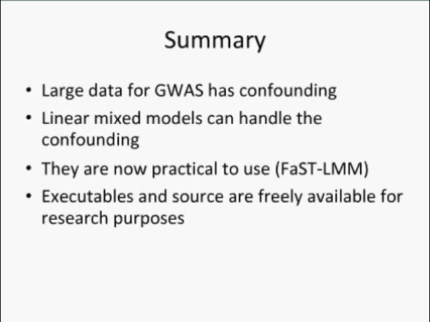So in summary, when you're looking for these associations, it's good to have a lot of data, because a lot of these associations can be very weak when you look at them one SNP, or one genetic marker, at a time. But when you have lots of data, you have a very large possibility of confounding. Fortunately, there's an algorithm that can handle this confounding problem, namely linear mixed models, and now we've made them practical to use. If anyone out there is interested in trying it, it's available free for academic use. Just search for FaST-LMM and you'll find it. Thank you very much.